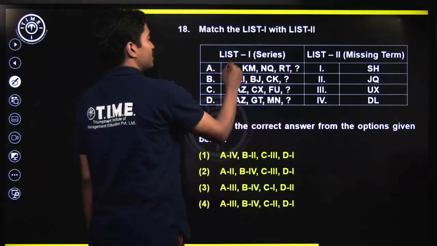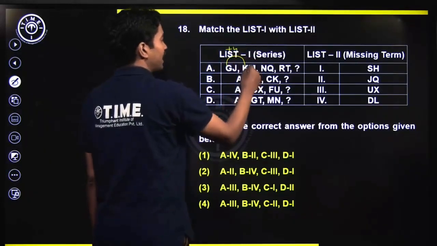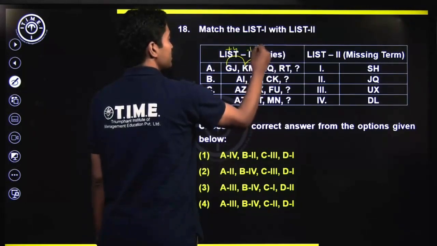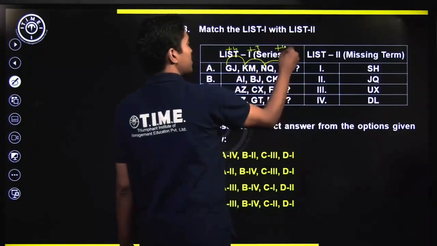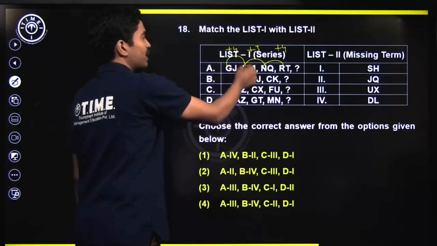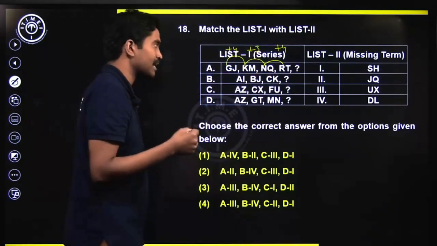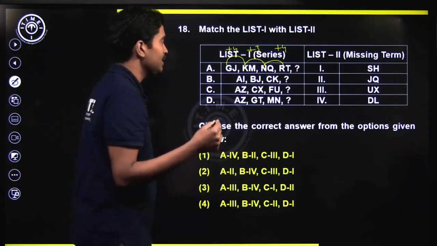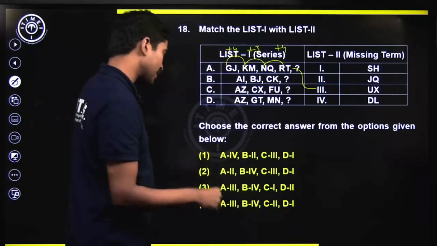Let's look at the first letters. G, H, I, J, K. This is plus 4. Okay. K, L, M, N. This is plus 3. N, O, P, Q, R. This is plus 4, right? G plus 4, K plus 3, N plus 4. So for R we want plus 3, right? R, S, T, U. So A should be matched with 3.